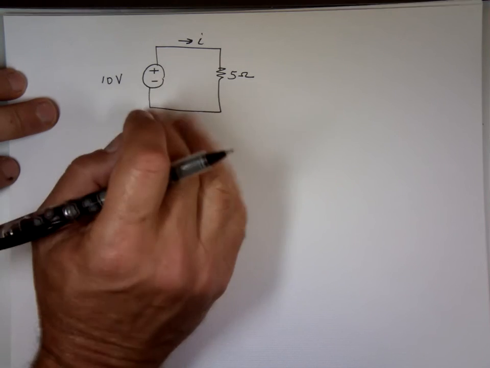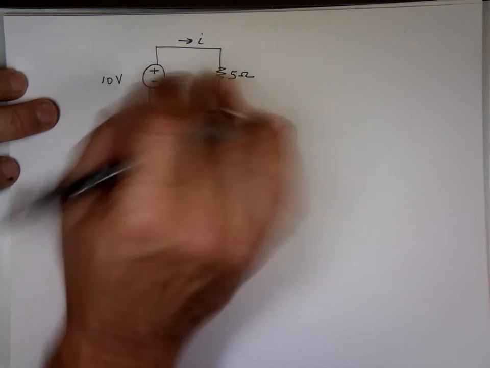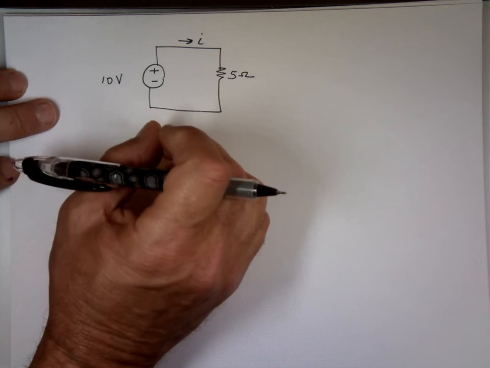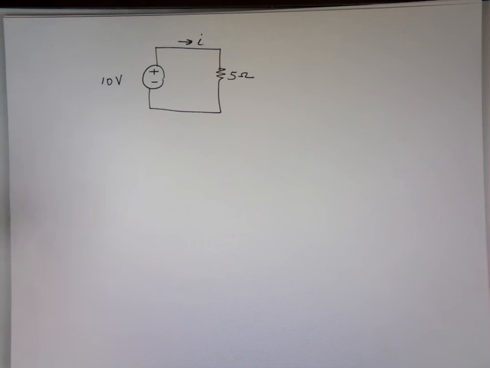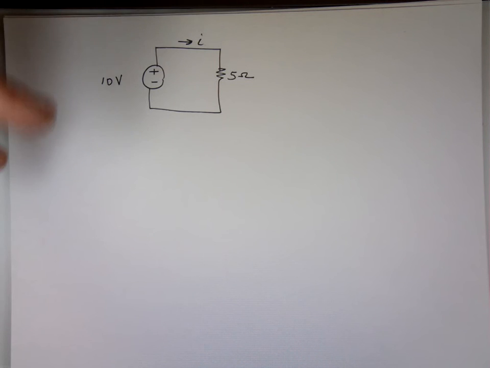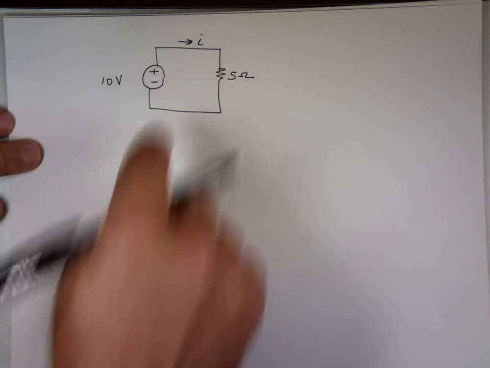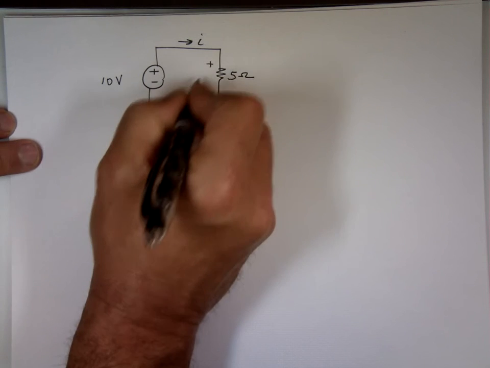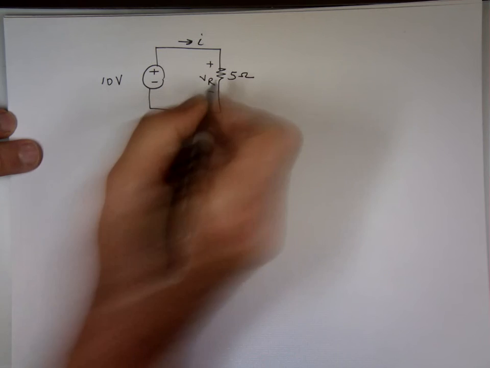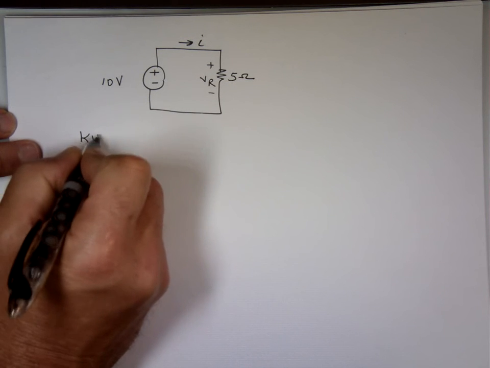Notice the top is attached, the bottom is attached. That means they should have the same voltage. And nobody questioned me last time why they should have the same voltage. Well, let's think about Kirchhoff's voltage law. If we travel this way, let's call this voltage VR. KVL says if you travel, let's travel this way.